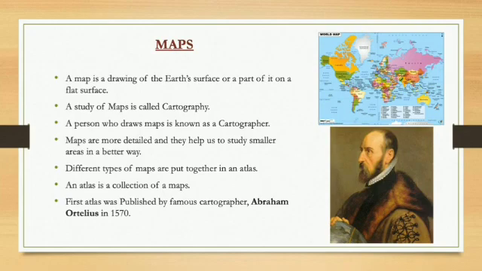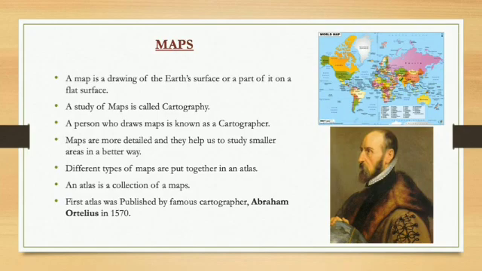Now, maps. Maps is a drawing of the earth's surface or a part of it on a flat surface. A study of maps is called cartography, and the person who draws maps is known as cartographer. Maps are more detailed and they help us to study smaller areas in a better way. Different types of maps are put together in an atlas. An atlas is a collection of maps. When we want to study about different maps together, we can study them in atlas. The first atlas was published by a famous cartographer, Abraham Ortelius, in 1570.